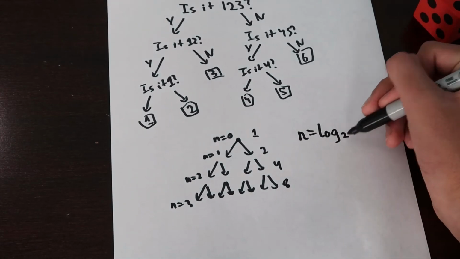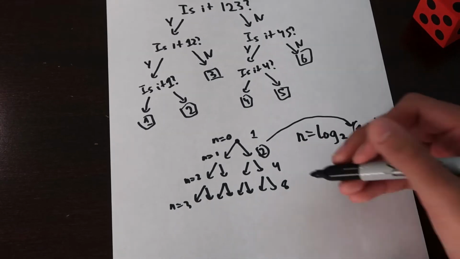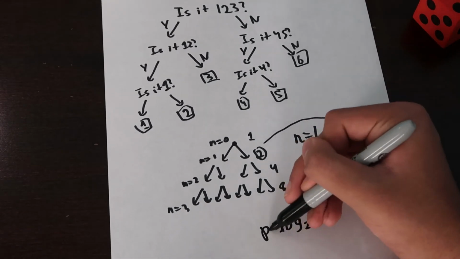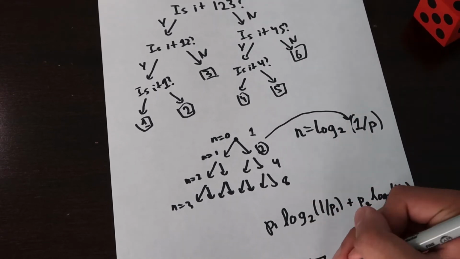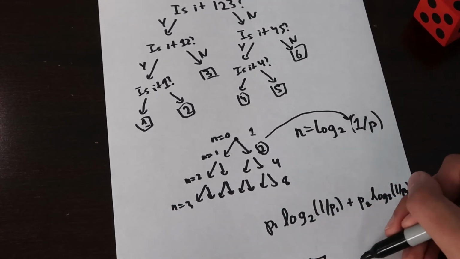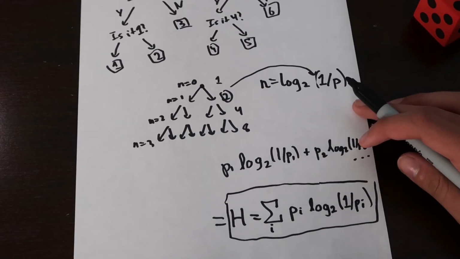Now, for cases where there isn't an even probability, if you had a slightly biased dice, then you could take a weighted average by multiplying by the probability. And if we sum all of these different values, then we have a general formula for the entropy. This is called the Shannon entropy, and it's the center point of information theory.